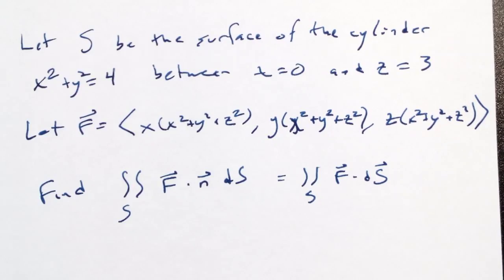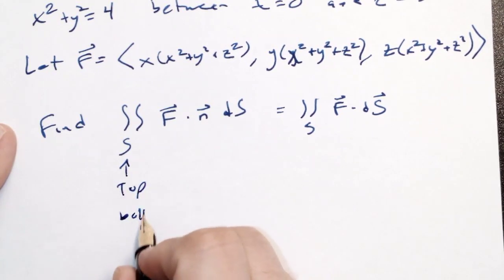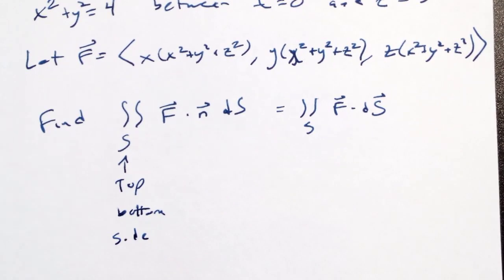Which means I have to figure out how I'm going to write the sides of the surface, right? So I've got a top, a bottom, and then that lateral surface. Yes? So let's think about this. Top, bottom, side. Because it's a cylinder. How do I write the top of the cylinder?